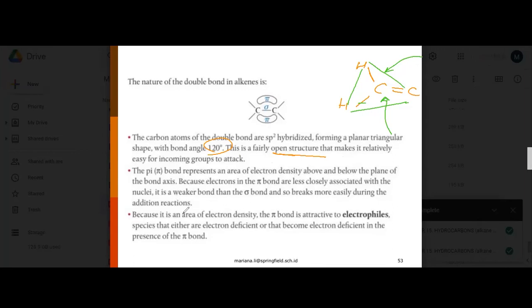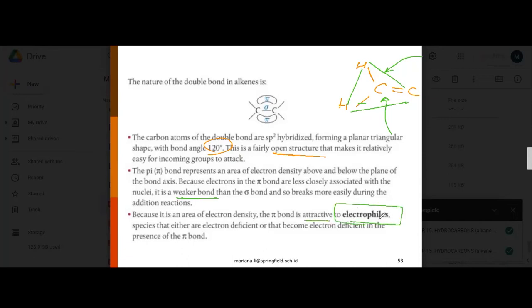Because electrons in the pi bond are less closely associated with the nuclei, it is a weaker bond than the sigma bond and can break more easily. So the pi bond can break more easily compared to the sigma. And then this is the last statement on this page: because it is an area of electron density, the pi bond is attractive to electrophiles.